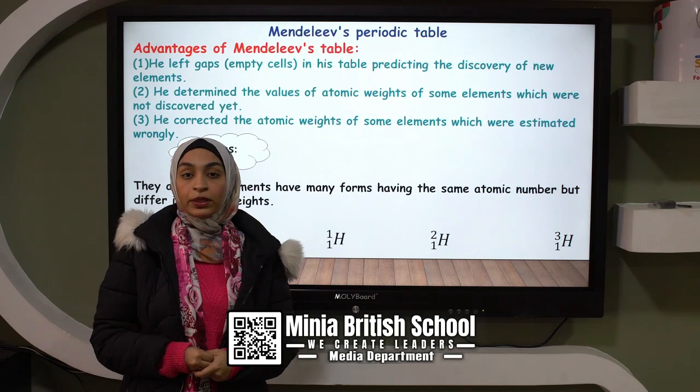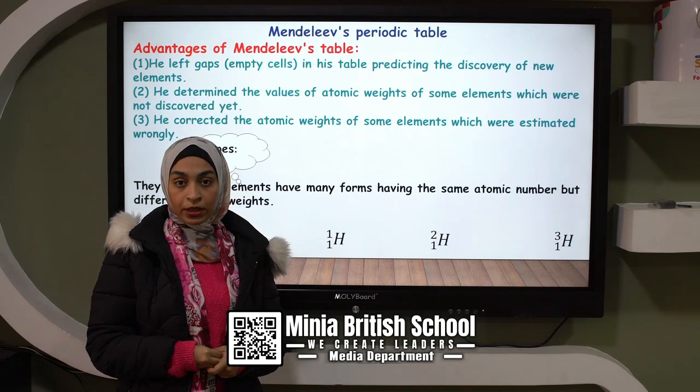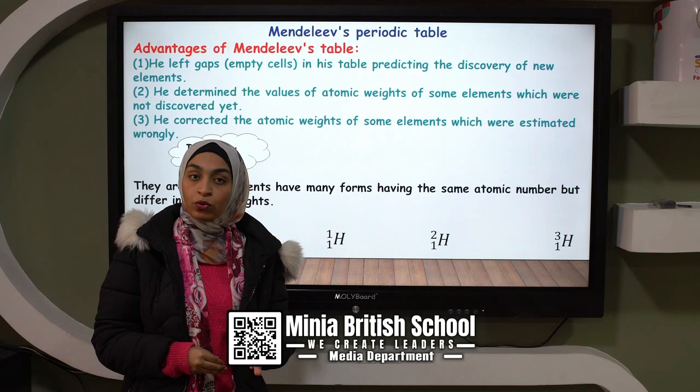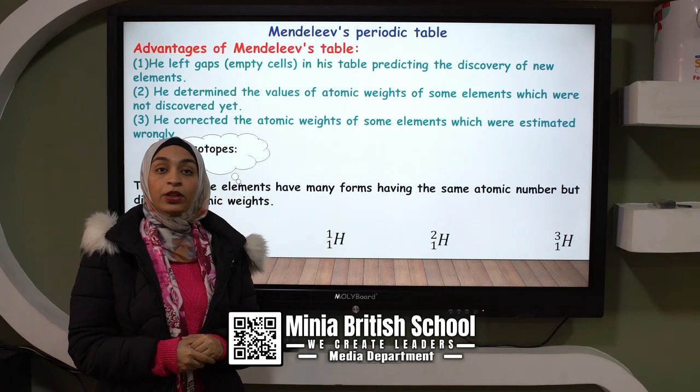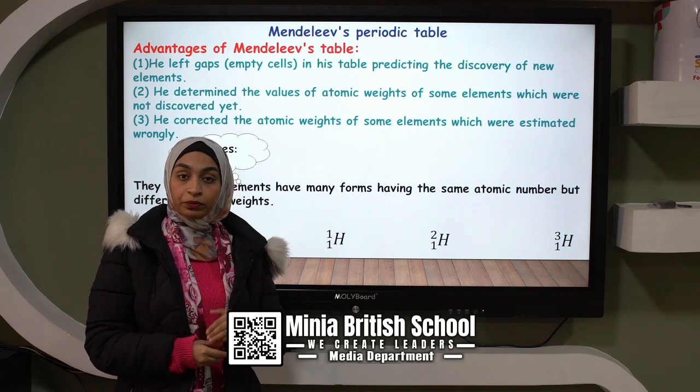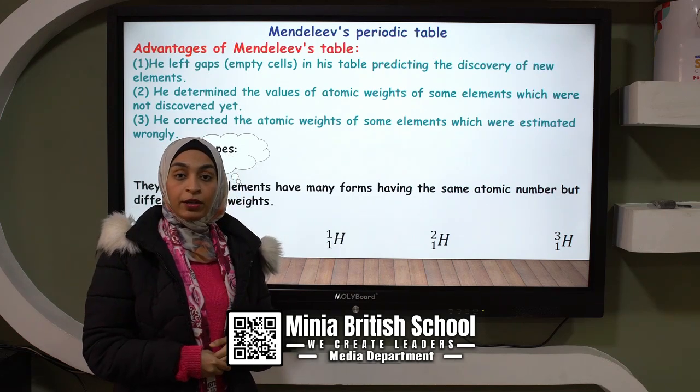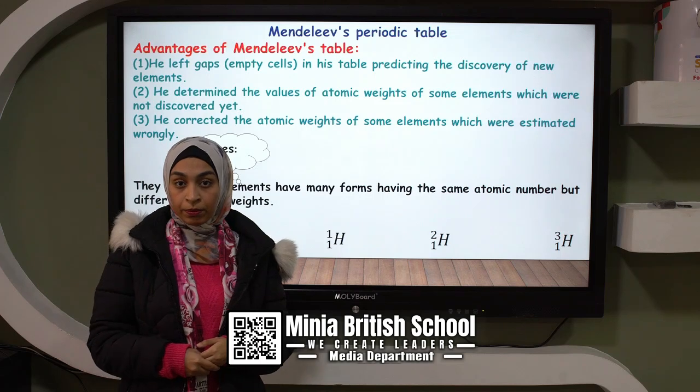The second property is the metallic property, which increases in the same group and decreases in the same period. The third property, the non-metallic property, decreases in the same group and increases in the same period.